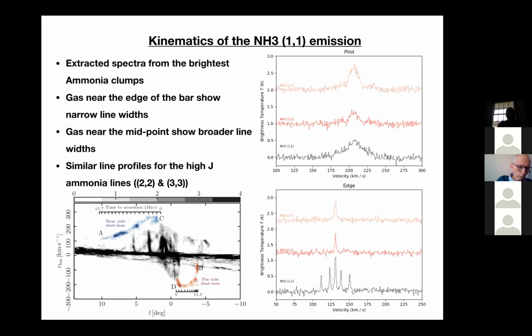Right, and so to look at this across our different ammonia transitions, like I said, we have the 1,1 through 3,3 transitions. We wanted to compare what these profiles look like across our different ammonia detections. So what we're looking at here, the black line at the bottom shows the 1,1 transition, the red line shows the ammonia 2,2 transition, and the orange line shows the ammonia 3,3 transition, for both the midpoint of the bar at the top and then the edge at the bottom panel down here.